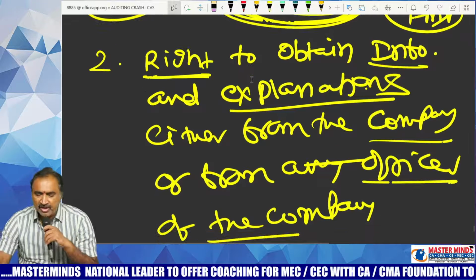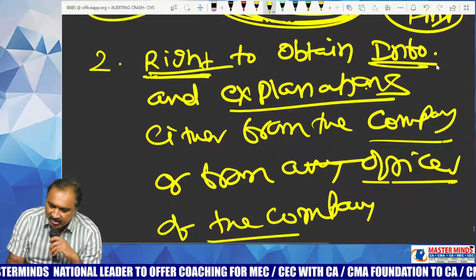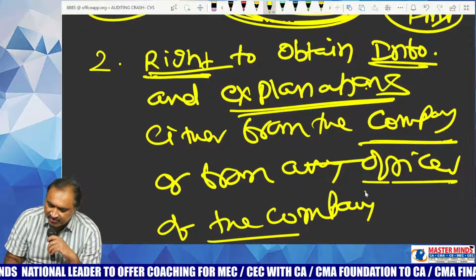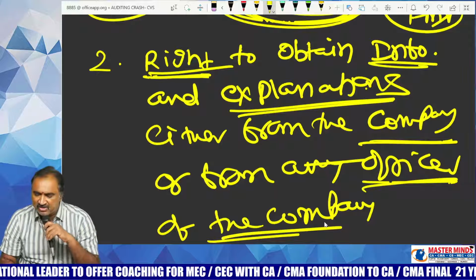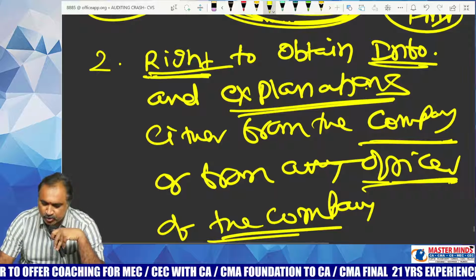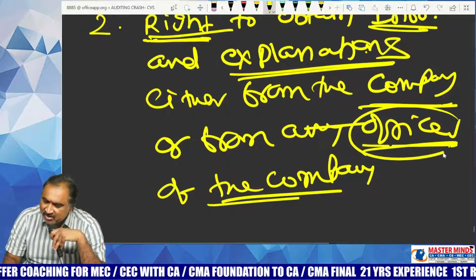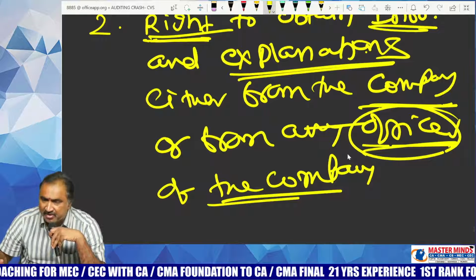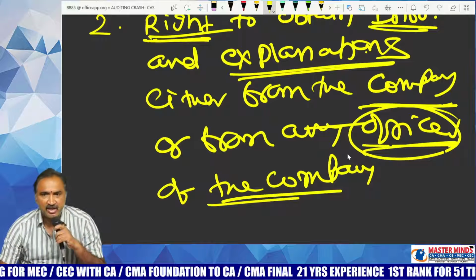Now, so the auditor is having a right to obtain information and explanations either from the company or from any officer of the company. They are under obligation to provide such information and explanations to the auditor. Who is an officer of the company? Can you explain to me the definition of officer given in the Companies Act?